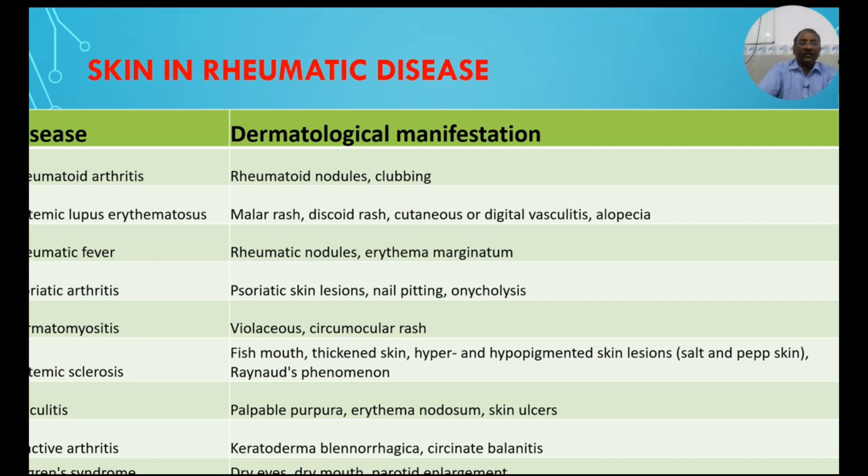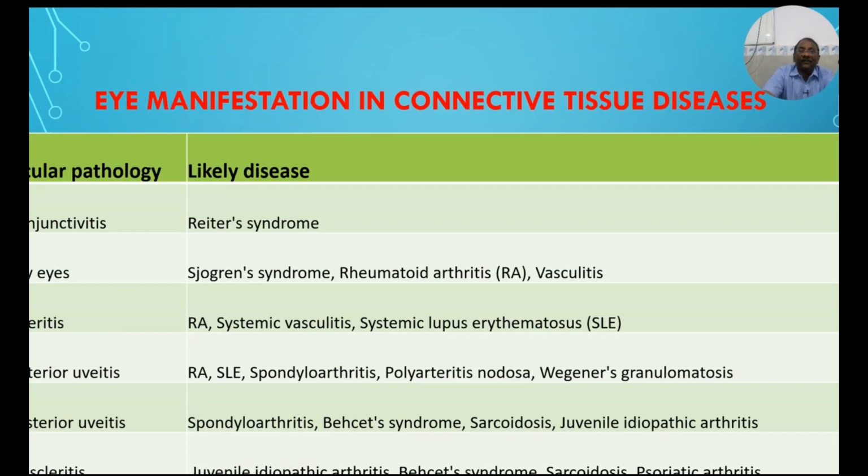In the vasculitis, you will have palpable purpura, erythema nodosum, and skin ulcers. Especially the palpable purpura is the very common dermatological finding in vasculitis. In reactive arthritis, we have circinate balanitis or keratoderma blennorrhagicum. Sjogren's: dry eyes, dry mouth, and parotid enlargement. See, these are all the things you are supposed to look for if you think that the skin is involved. So by seeing the skin of the patient, you can come to a reasonable conclusion of these diseases.